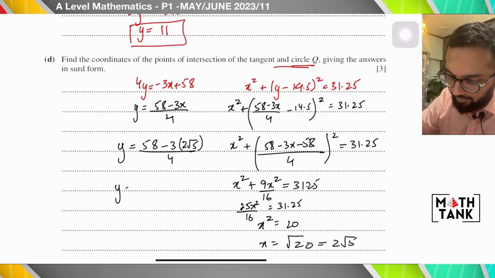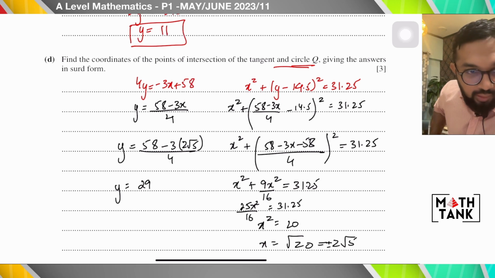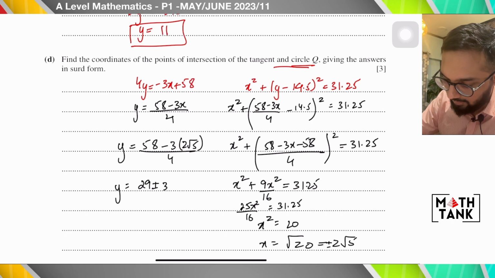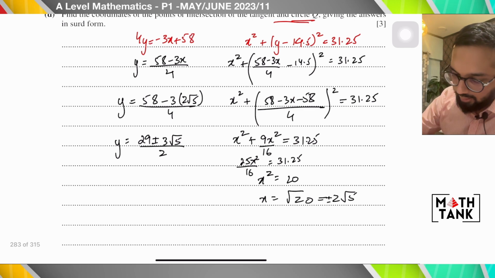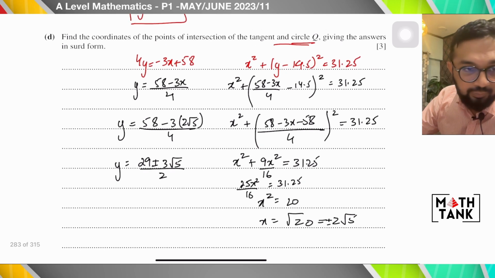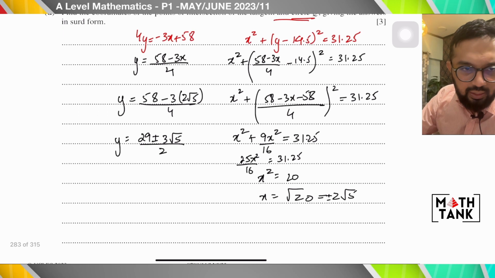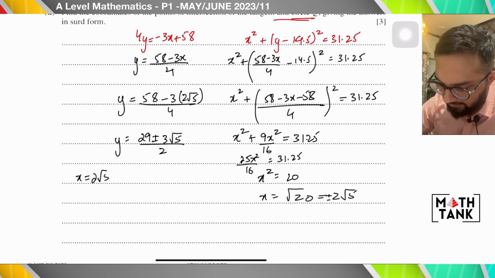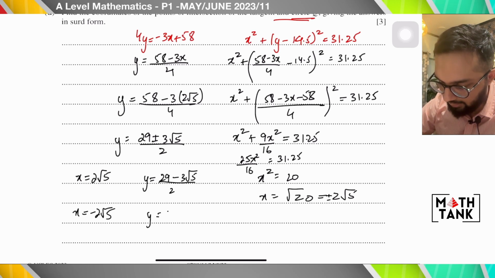Yeah, and it should be both plus and minus: 29 plus or minus 3 root 5 over 2. I will have to separate these and say that when x is 2 root 5, y is 29 minus 3 root 5 over 2. And when x is minus 2 root 5, y is 29 plus 3 root 5 over 2.